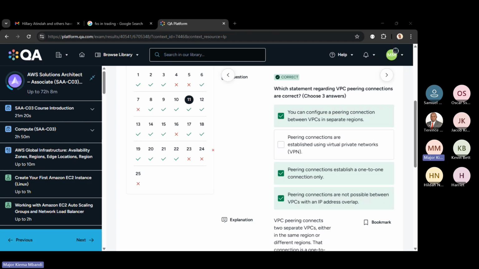No. So if you need A to C, you will have to create another peering connection. That's the way it happens. So transitive peering is not supported in VPC. That's why I say one-to-one connection only. Peering connections are not possible between VPCs with an IP overlap. Of course, this we have already seen in the previous question.